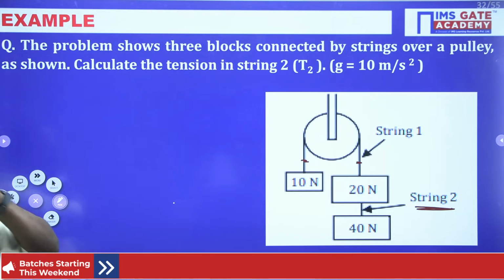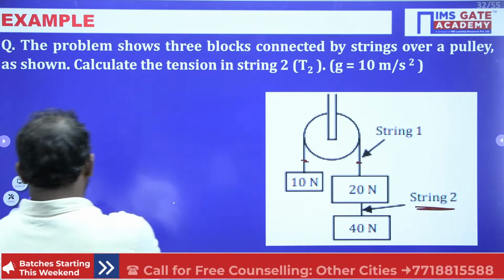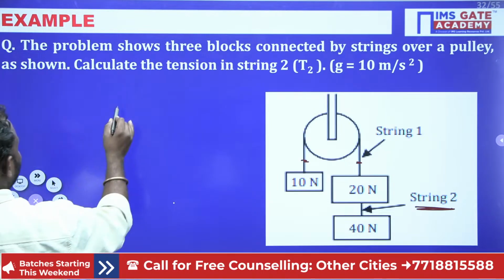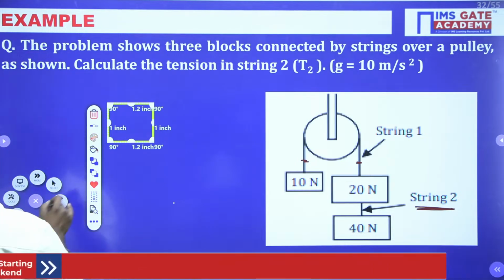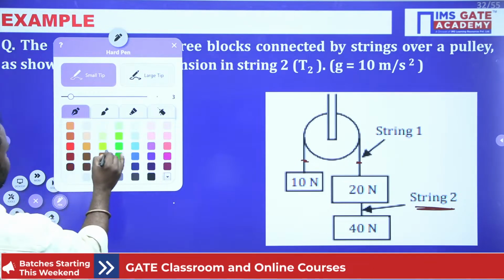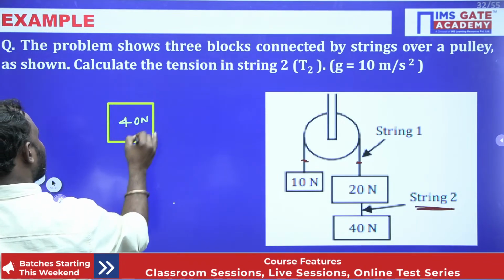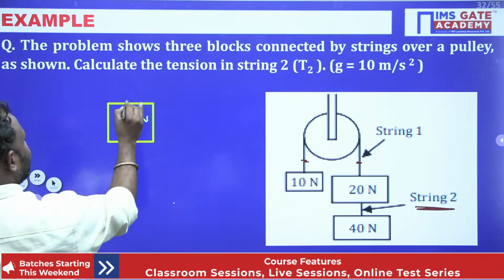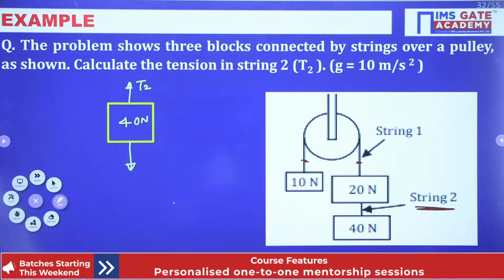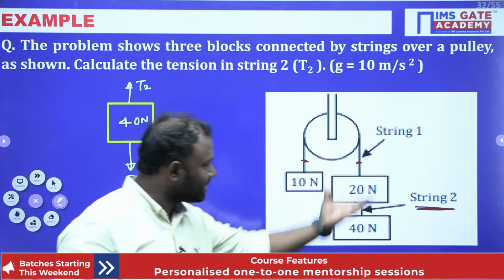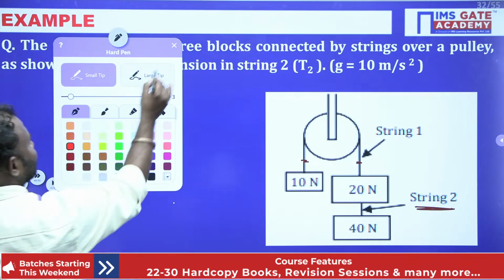Right. Now we have to find the tension in string 2. Okay. Now in simple words, I will say that if I take this as 40 newtons, so 40 newtons acting downward and tension 2 acting in the upward direction, right? So now obviously the direction of motion is downward direction. Here direction of motion is in upward direction, isn't it guys, right?